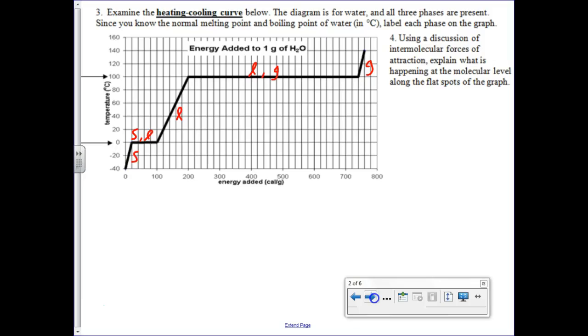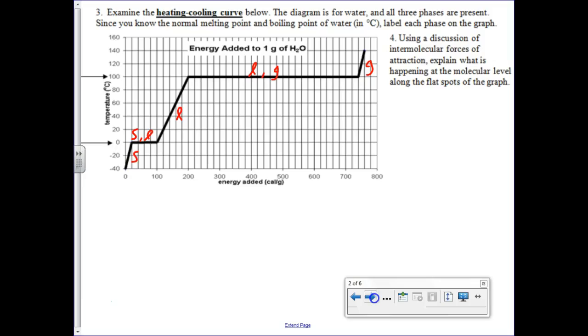When there's an incline, when temperature increases, the energy being added is now being added to increase the kinetic energy of the molecules. It's making the molecules move faster. So the plateaus are phase changes. When you add energy, we're breaking intermolecular forces. The inclines are pure substances, either solid, liquid, or gas, and when you add energy, you're just increasing the kinetic energy of the molecules.